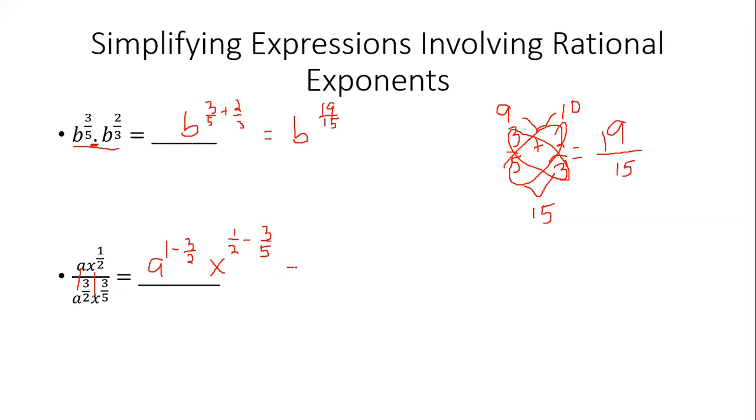Ayan. Siyempre, ipi-perform na natin yan. So 1/2 minus 3/2, or 1 minus 3 over 2 is negative 1/2. You could do that, yung solution po niyan sa sketch paper if you like. Then x raised to 1/2 minus 3/5. That will be 5 minus 6. That will be negative 1 all over 10. Ayan.